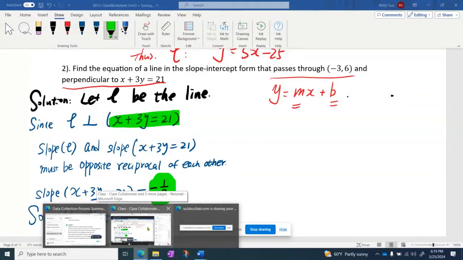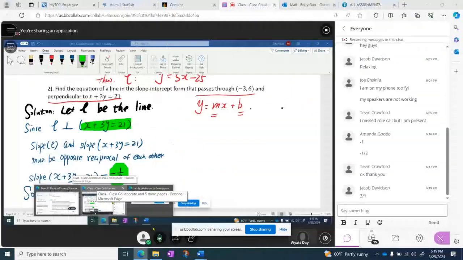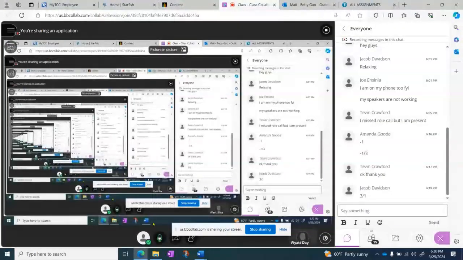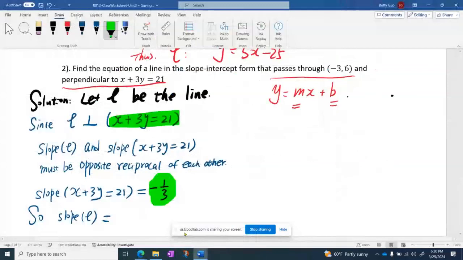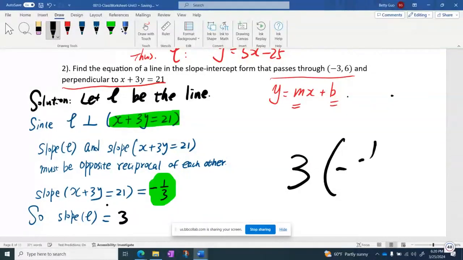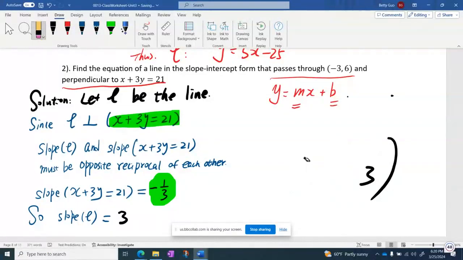What's the opposite reciprocal? Yeah, exactly. Thank you, Jacob. It's 3, 3/1 or just 3. Exactly. And you should always double check. How do we double check? We multiply the two slopes together. One is 3, the other is -1/3. They do multiply to -1. They multiply to -1 means the two straight lines are perpendicular.